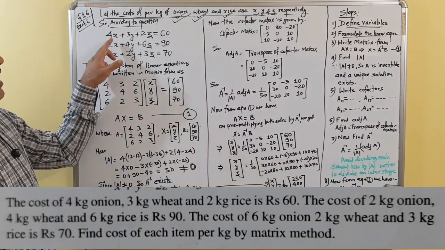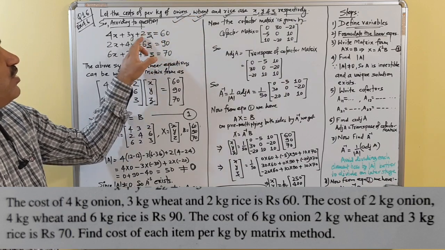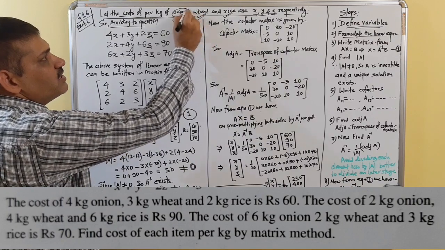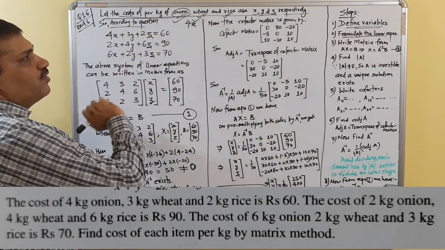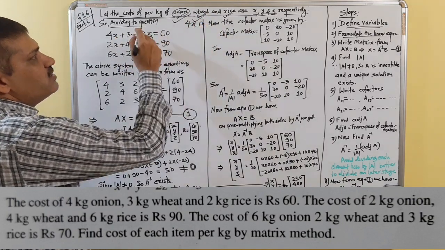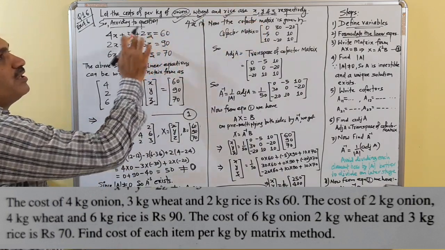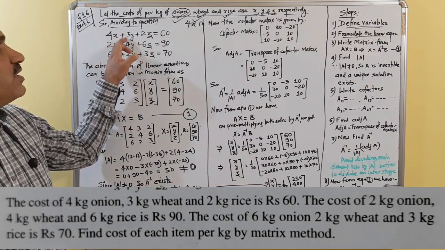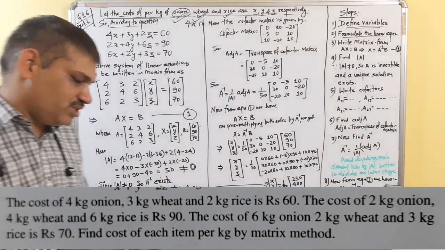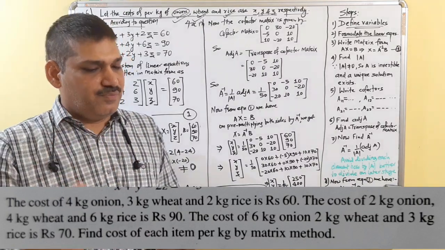We are given that the price of 4 kg of onion, 3 kg of wheat and 2 kg of rice is rupees 60. So price of 1 kg of onion is x, so price of 4 kg will be 4 times x. Price of 1 kg of wheat is y, so 3 kg is 3y. In the similar way, price of 1 kg of rice is rupees z, so price of 2 kg will obviously be 2z. So 4x plus 3y plus 2z is equal to 60. That is the first sentence of the question.